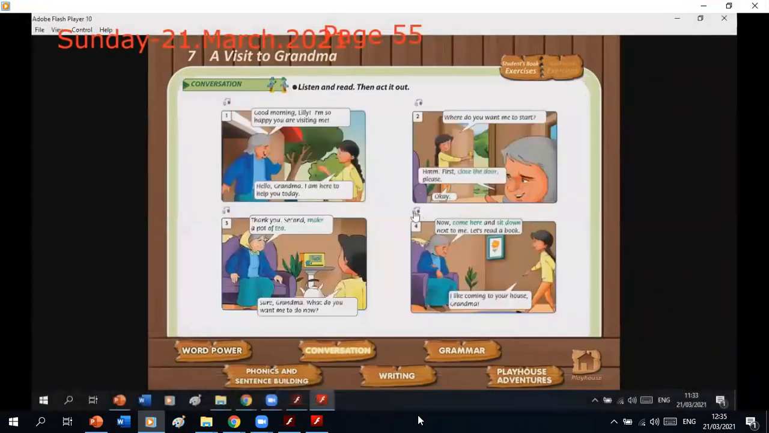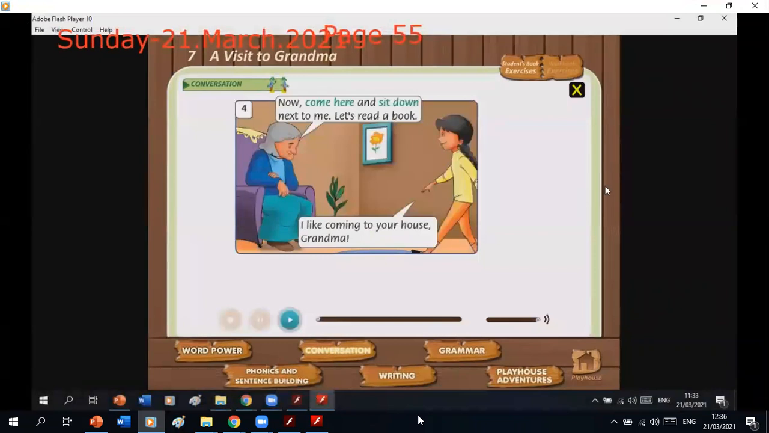Let's go to number four. Okay, number four. I'm going to read first, but then I will ask you to read, okay? Now, come here and sit down next to me. Let's read a book. Yalla, Hamza. Now, come here and sit down next to me.